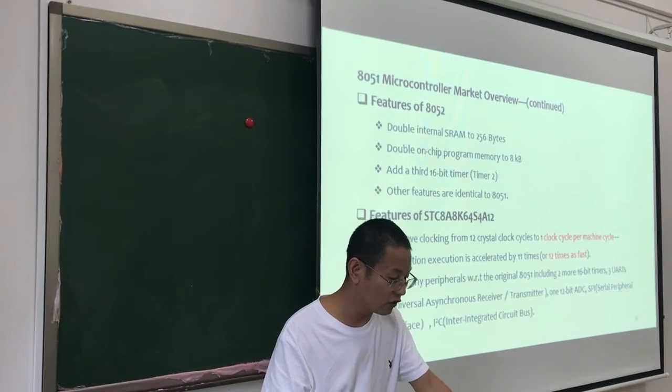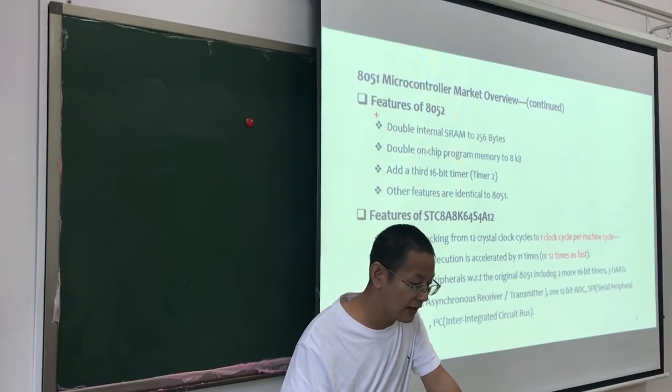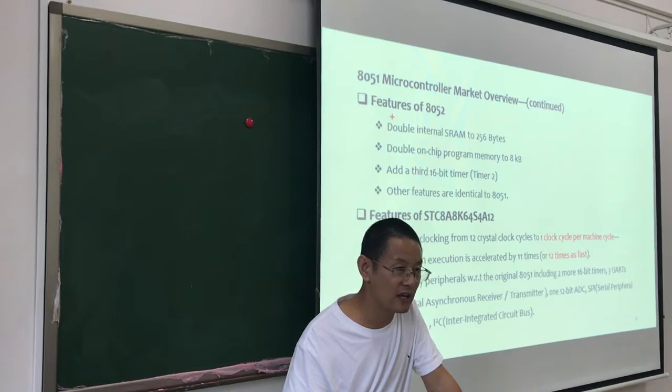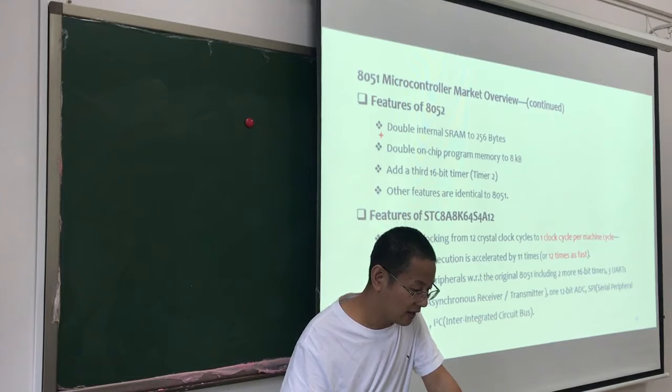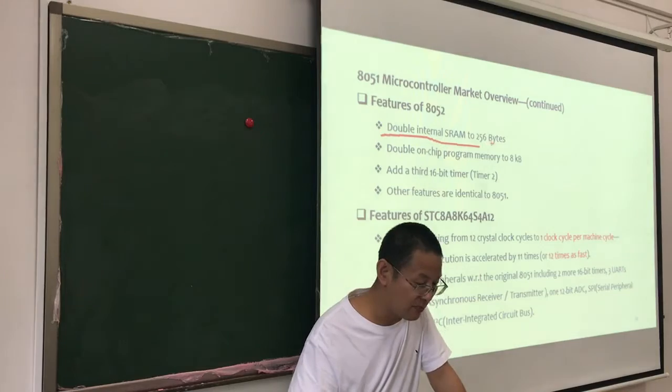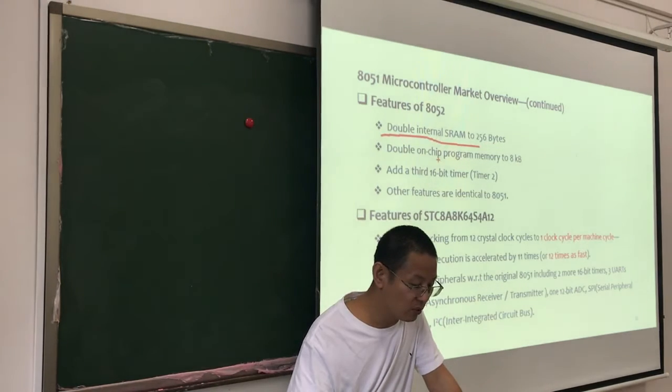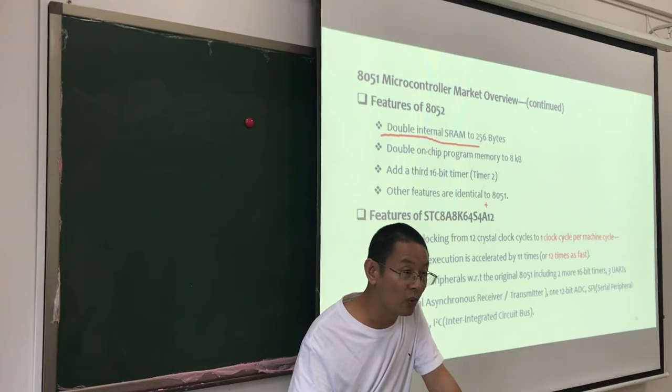The features of the 8052: the 8051 is a subset of the 8052. So the 8052 includes all features of the 8051. It doubles the internal SRAM to 256 bytes, doubles the on-chip program memory, and adds a third timer. There are three timers. Other features are identical to the 8051.